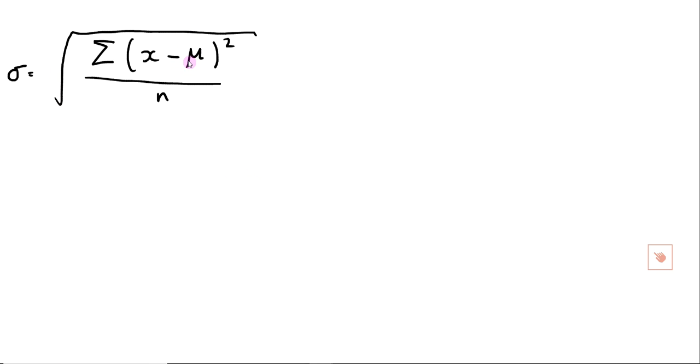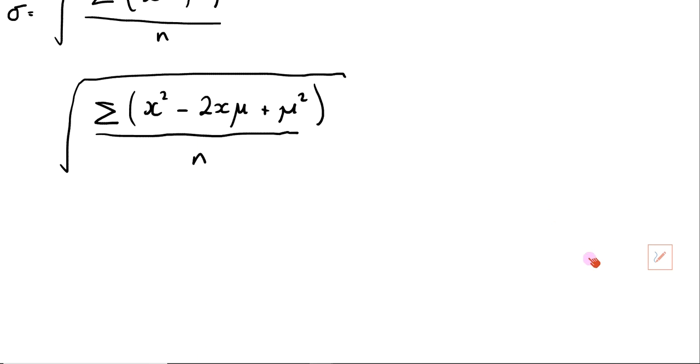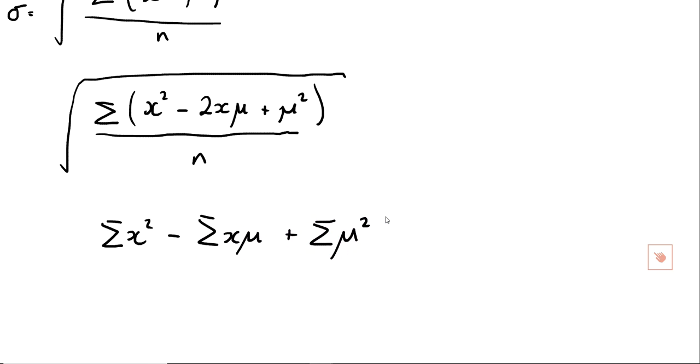So to start with, it says expand the brackets. So you ended up with x squared minus 2x mu plus mu squared, yeah? So you've got the sum of that still all over n and still square rooted. Happy with that, yeah? Then it said distribute sigma. Okay, so that means we've got the sum of x squared, minus the sum of 2x mu, plus the sum of mu squared.